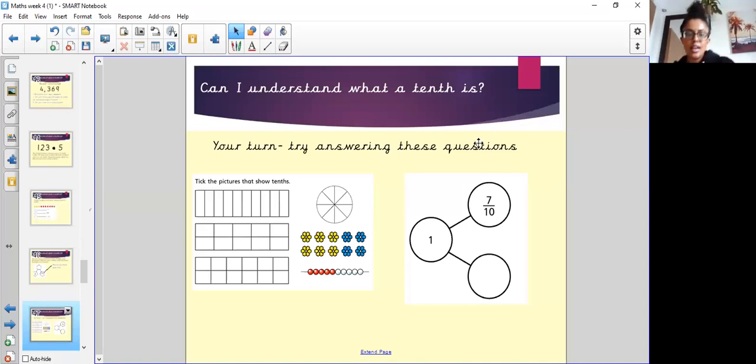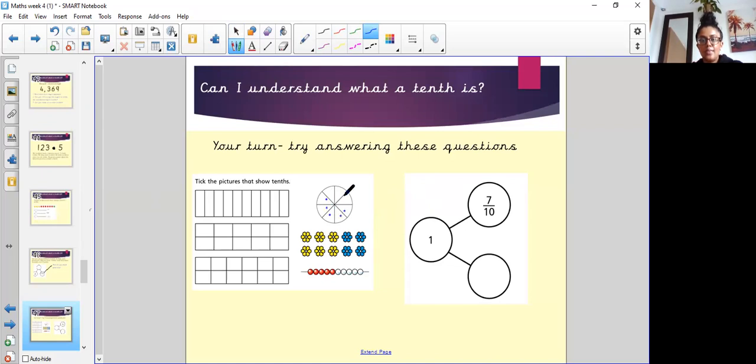Tick the pictures that show tenths. So let's have a look and find out how many of these pictures are showing us tenths. So we're going to have to count them. Let's get a pen out. Okay, let's count 1, 2, 3, 4, 5, 6, 7, 8. So that doesn't need to be ticked.